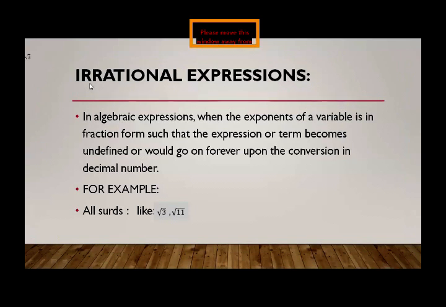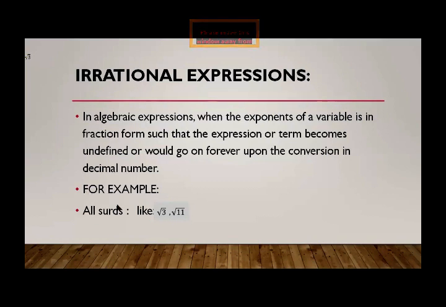Then irrational expression. In an algebraic expression, when the exponent of a variable is in fraction form such that the expression or term becomes undefined or would go on forever upon conversion to a decimal number. In an algebraic expression, whenever we see the exponents of the variable are given in fraction form, it means we cannot define them completely, and if we convert them, we get their answer in decimal form.